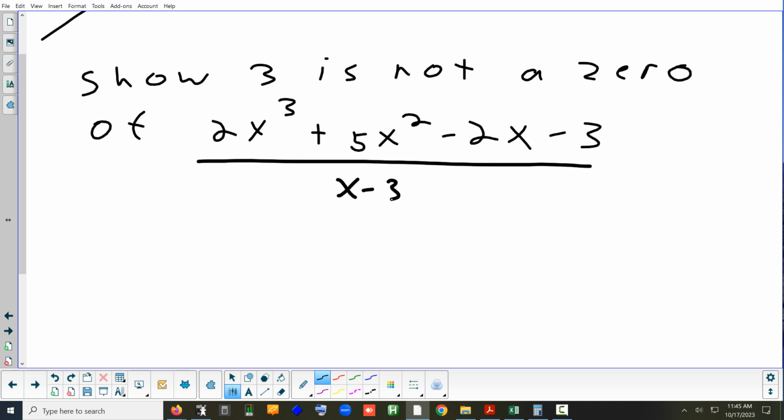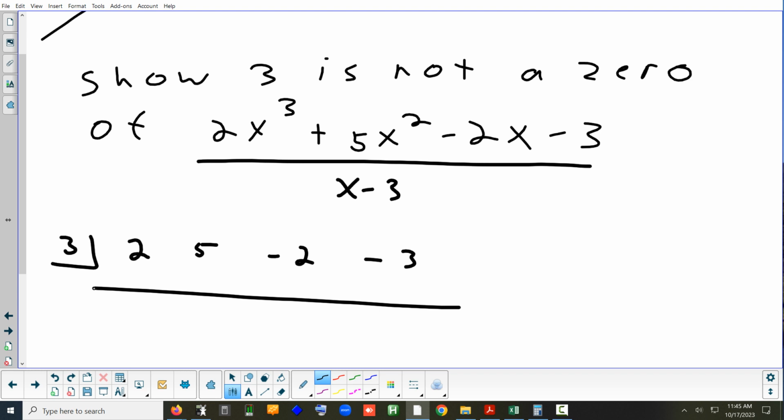Yeah. So take the number after the minus sign. And now we're basically going to do this division problem out. 2, 5, negative 2, negative 3. We're not missing anything. Bring down the 2. 3 times 2, 6. 5 plus 6, 11. 3 times 11, 33. Plus negative 2, 31. 31 times 3, 93. Plus negative 3, 90. So what's my remainder?